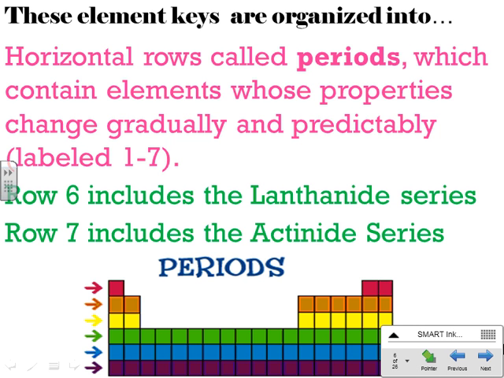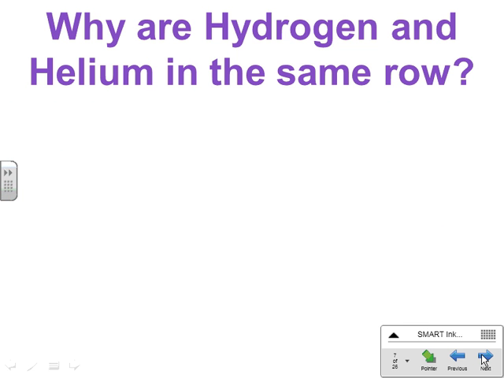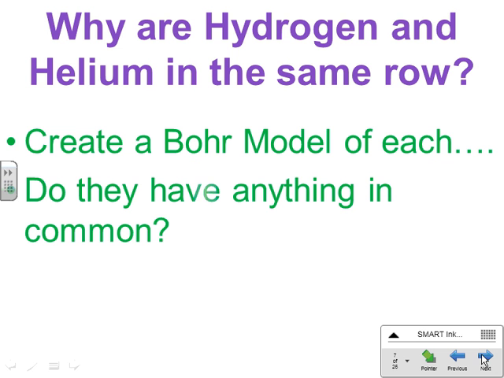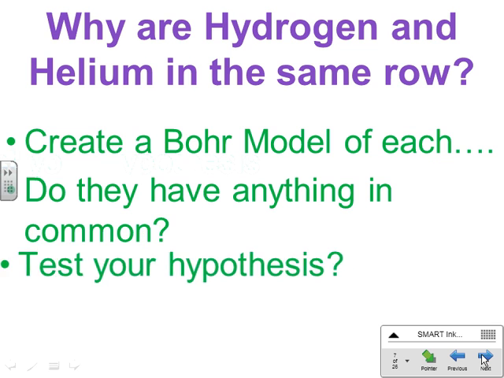These element keys are organized into horizontal rows called periods. The periods contain elements whose properties change gradually and predictably. And they are labeled 1 through 7, as you can see below. So why do you think hydrogen and helium are in the same row? Let's see if we can find out. We're going to create a Bohr model of each, see what they have in common, and then test our hypothesis.